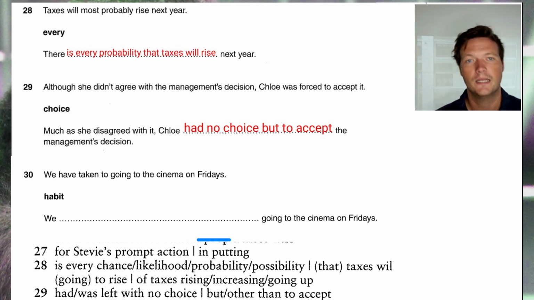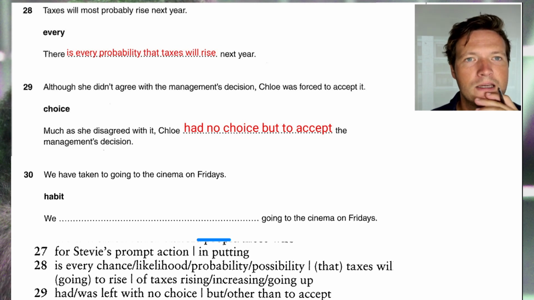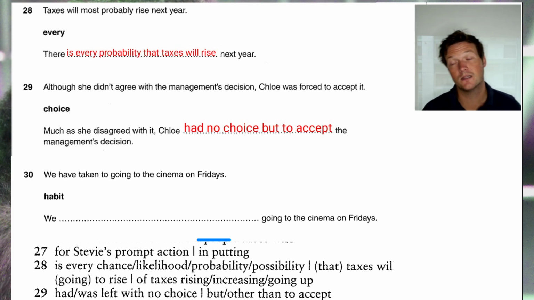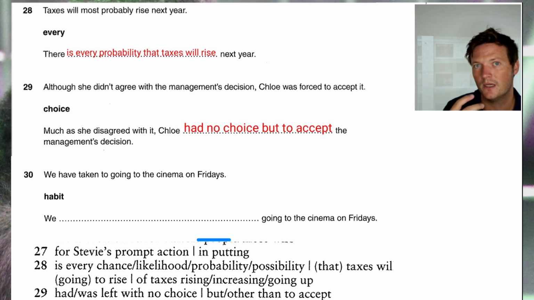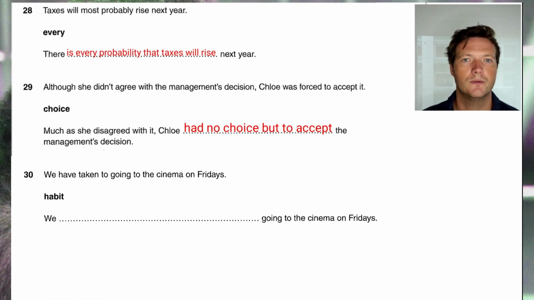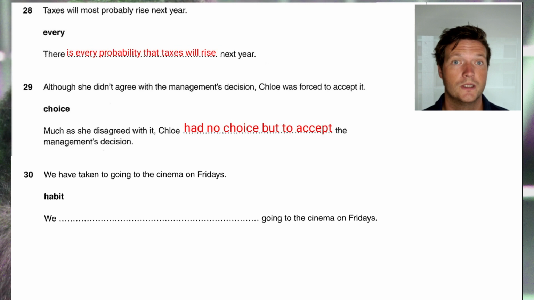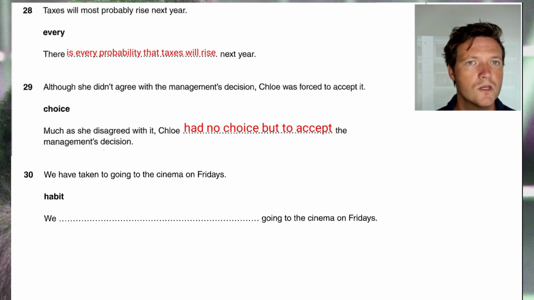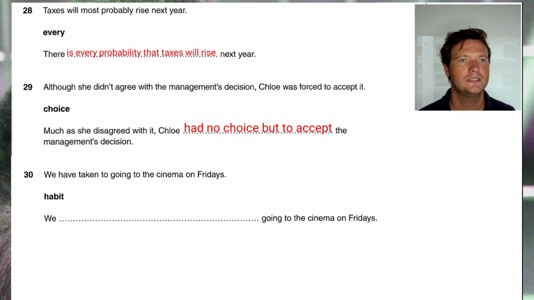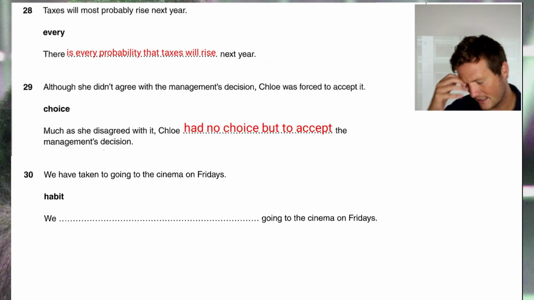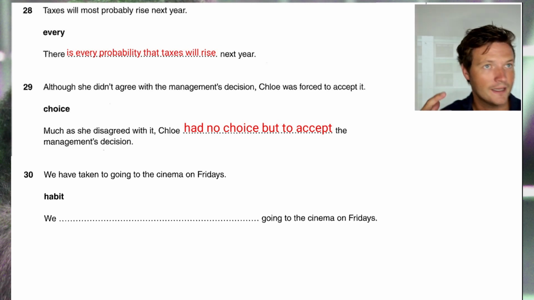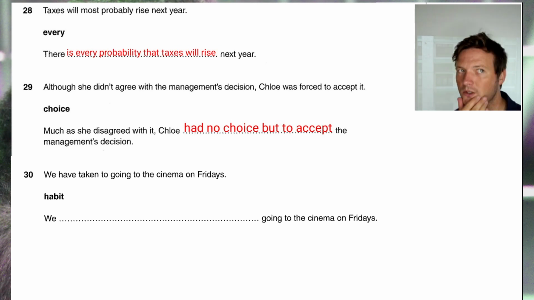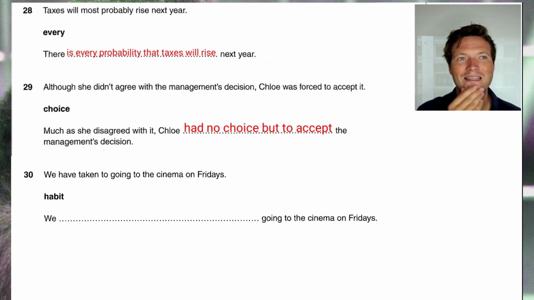Let's have a look at the last one then. Number 30, it says, we have taken to going to the cinema on Fridays. So that's something that we enjoy doing now. It's something that we have started to enjoy doing, is what that means essentially. So we have taken to going to the cinema on Fridays. Habits. We've got to get this idea that this is something that has happened lately. We have taken to it sort of recently, is what that means.